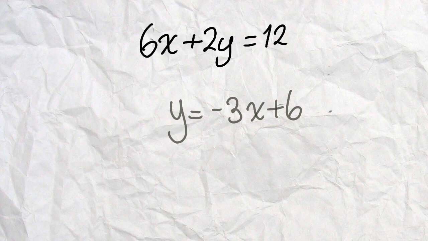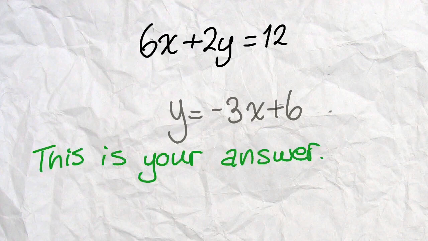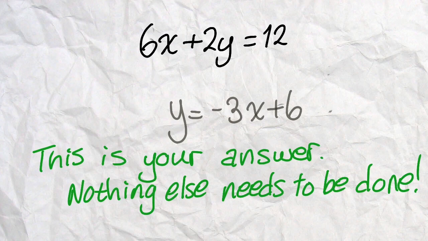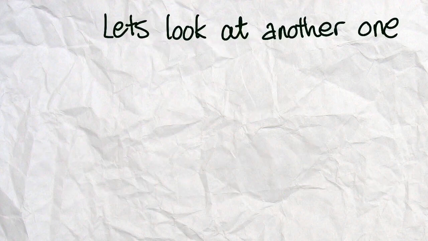You started with 6x plus 2y equals 12, and your final result was y equals negative 3x plus 6. This is your answer. There's nothing more to do. You're not going to try to solve for anything. You're not trying to give a number. You're leaving it just like that. If there was an opportunity to graph that, then you would graph it using the lesson we did before.